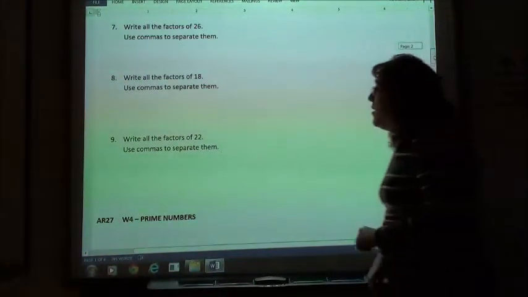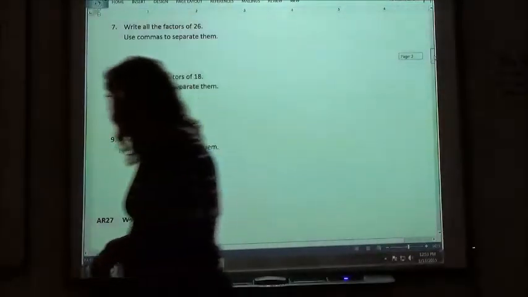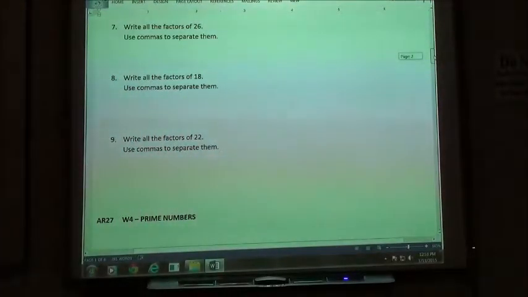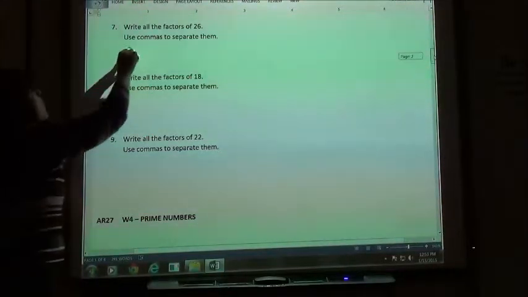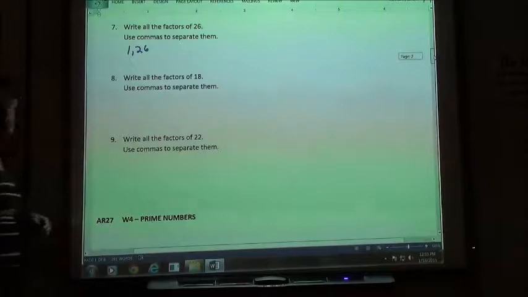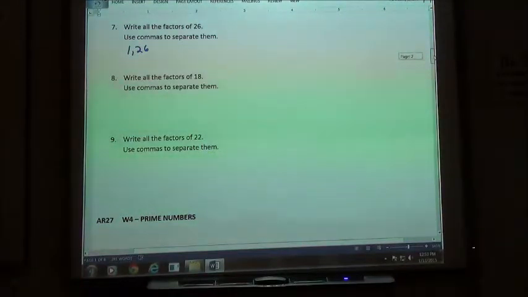Number 7 says, write all the factors of 26. Factors, those are those values that you multiply times each other to get that value. They usually come in what's called a factor pair. One of my factor pairs always starts with 1 times my number. So 1 times 26 is one of the factor pairs of 26. It's another way we could get 26.